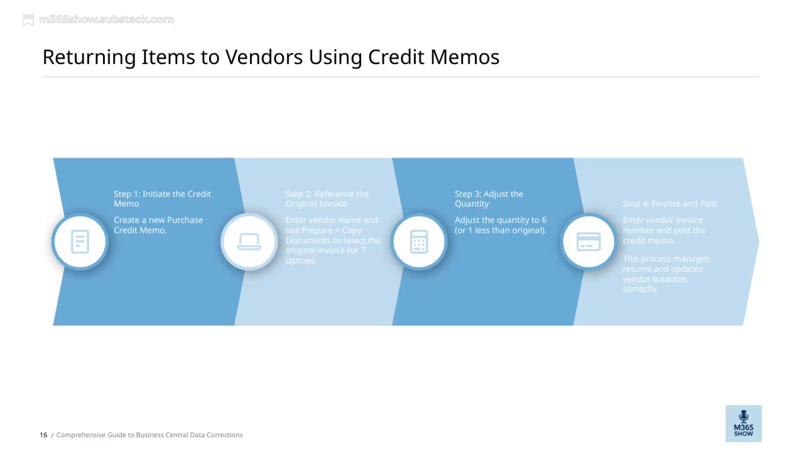Finally, you proceed to finalize and post the credit memo. Make sure all the details are correct before posting to ensure the vendor balances are properly adjusted. This process helps us manage returns smoothly and keeps our vendor accounts accurate and up to date.